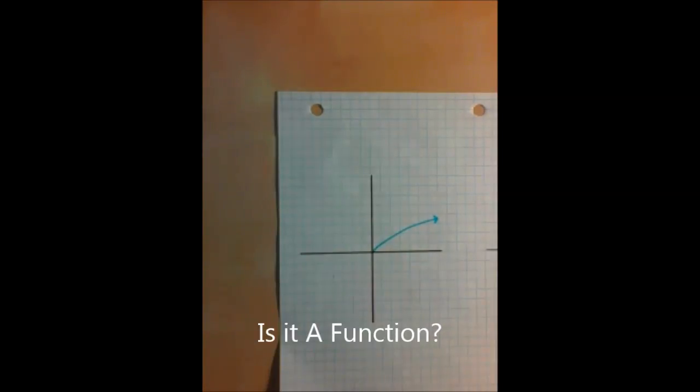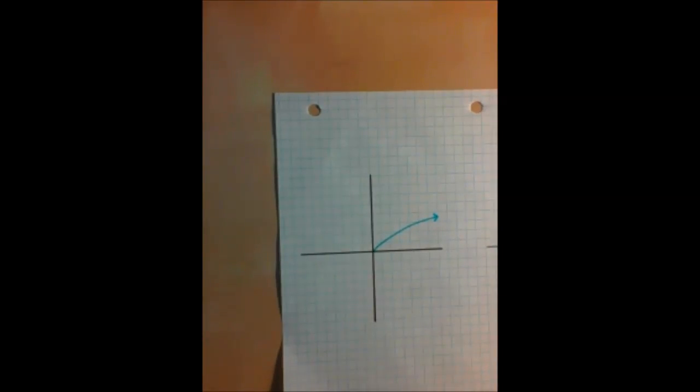So we're going to review how to figure out if a relation is a function. So a relation is a mapping of inputs to outputs. I put in a number, I get out a number. Some of them are functions, and functions have one input gives you one output. There can't be any crossovers.